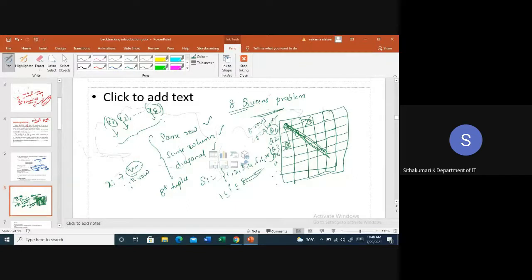Okay, so totally how many tuples will you be having? 8 power 8 tuples. Each tuple is of size 8. So 8 power 8 tuples. The tuple size is 8. So how many will you be having? 8 power 8 tuples.